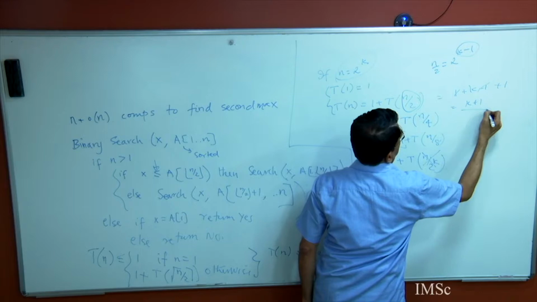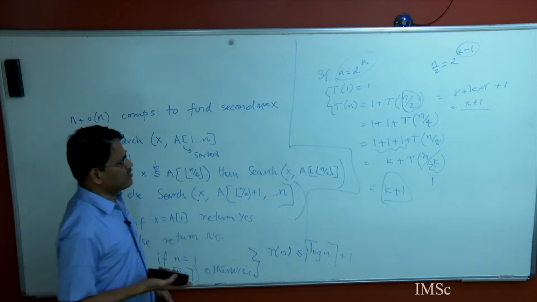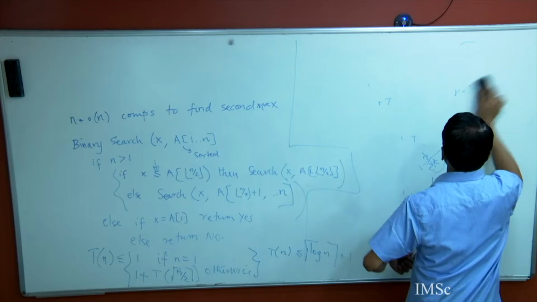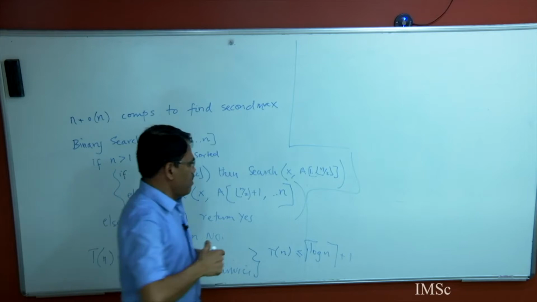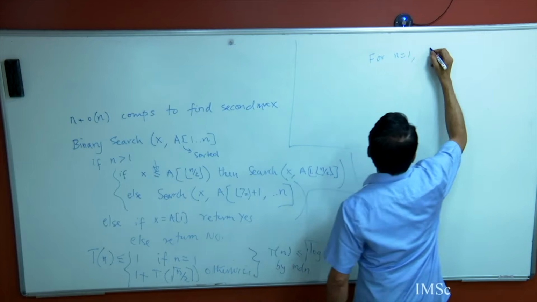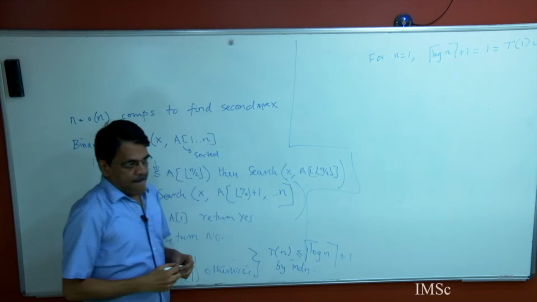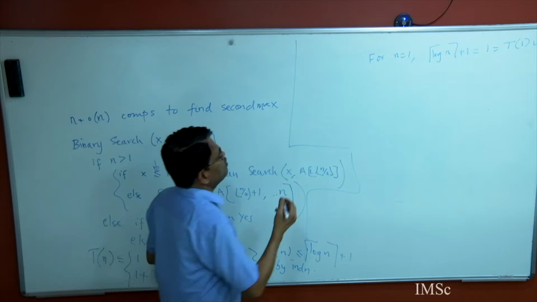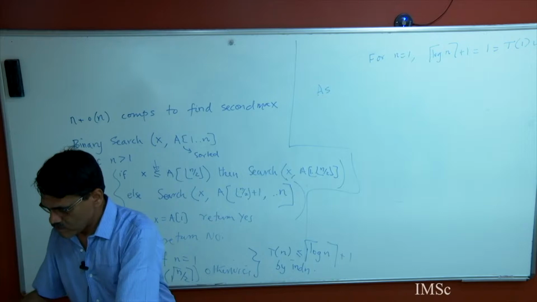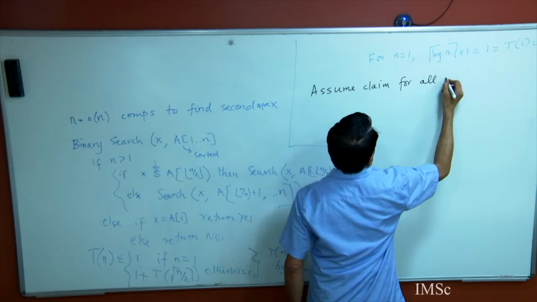Now if I want to do the same thing when n is not a power of 2, let's try and prove this using the ceiling. It will be slightly messy, but I'll also tell you a different way of doing it. So I want to prove this by induction, right? For n equal to 1, ceiling log n plus 1 is 1 anyway, which is equal to T of 1. So that's the base case. So assume the claim for all integers m less than n.